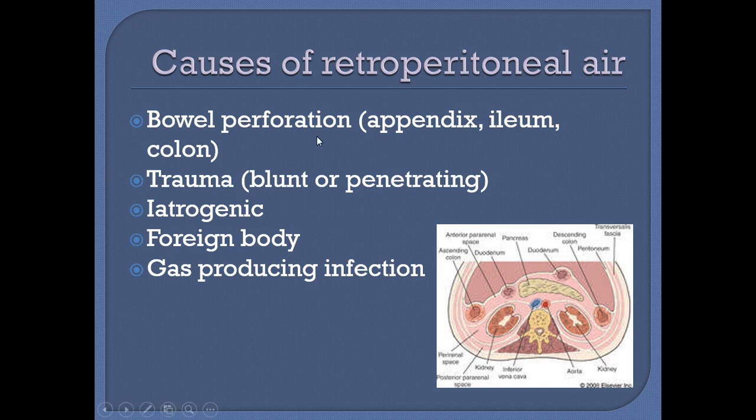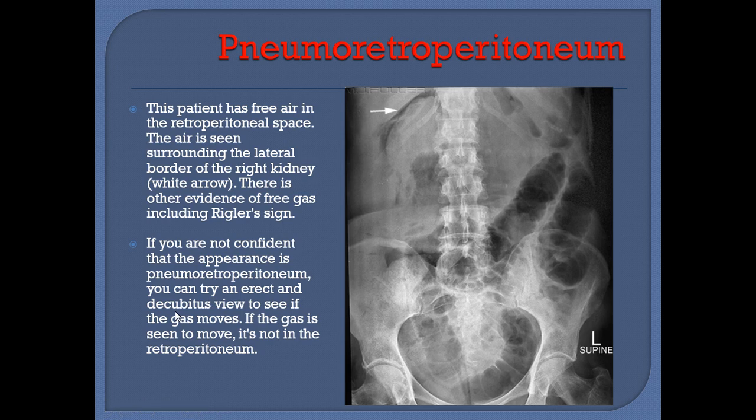Causes may be bowel perforation like appendix perforation and ileal or colonic perforation, blunt trauma, penetrating trauma which can give injury to the pancreas, iatrogenic causes, some foreign body, gunshot, and gas producing infections. Pneumoperitoneum. In the retroperitoneal space, you can see the free air outlining the right kidney, and the Rigler sign.